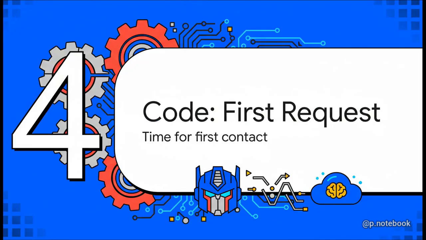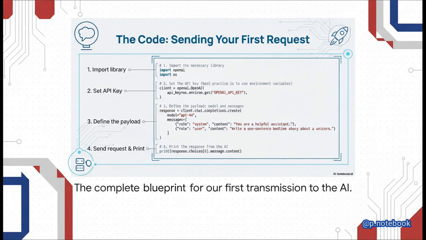All right. Section 4, code your first request. This is it. This is the moment we've been building up to. It's time for first contact. Let's write the code that lets us talk directly to the AI. And there it is, the complete blueprint for our very first transmission. Now, take a breath. I know it might look like a wall of code at first glance, but I promise you it is way simpler than it seems.